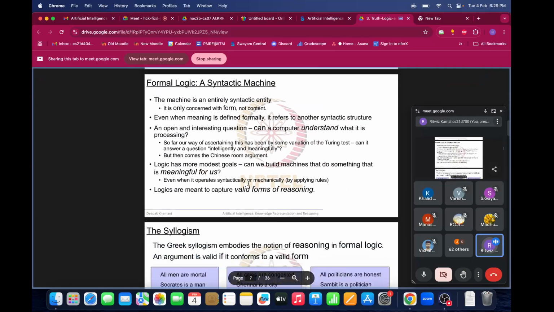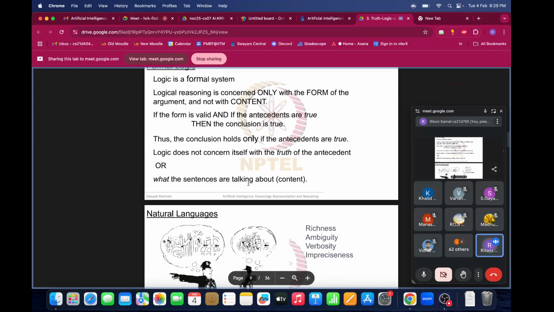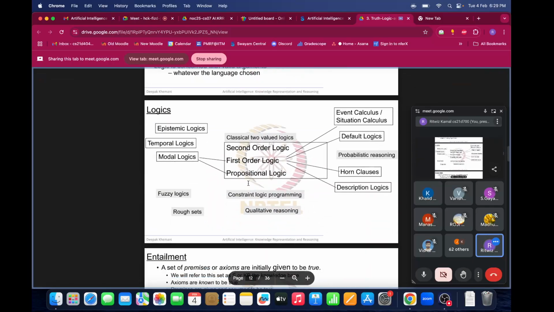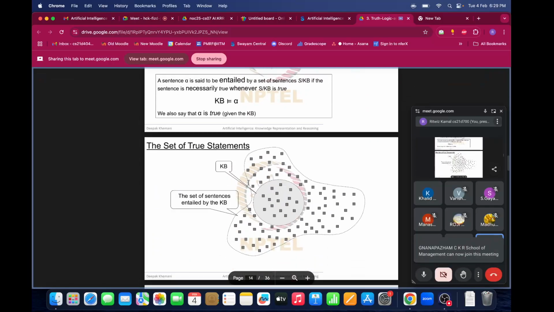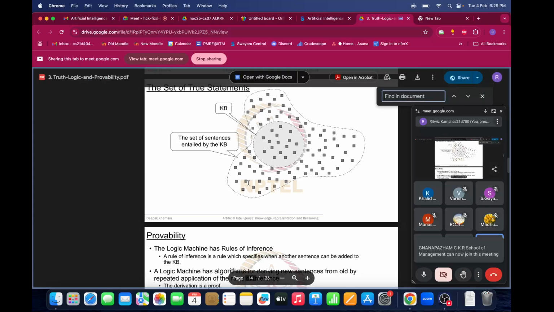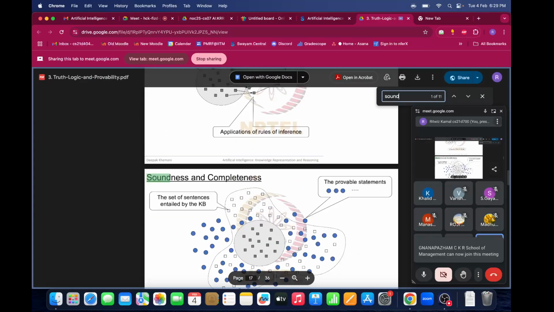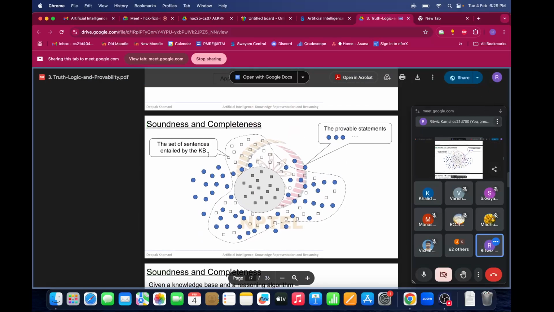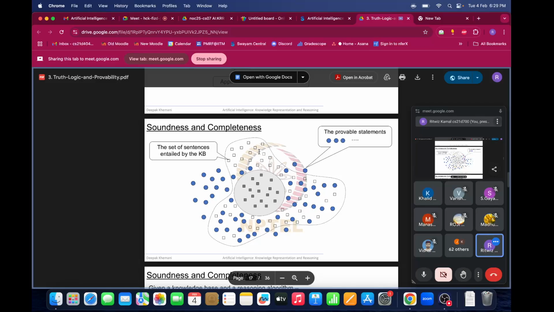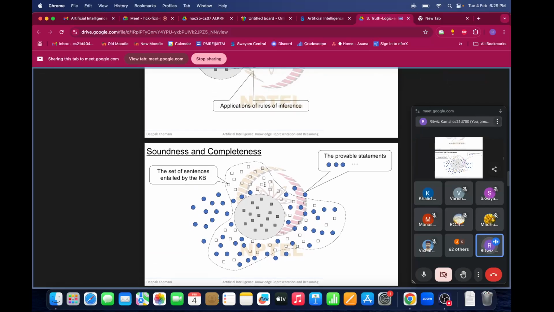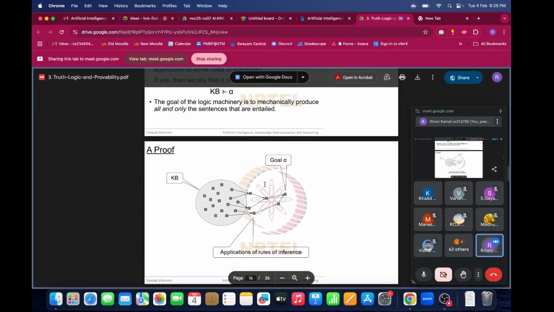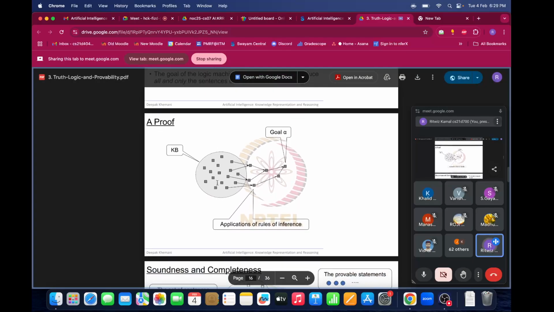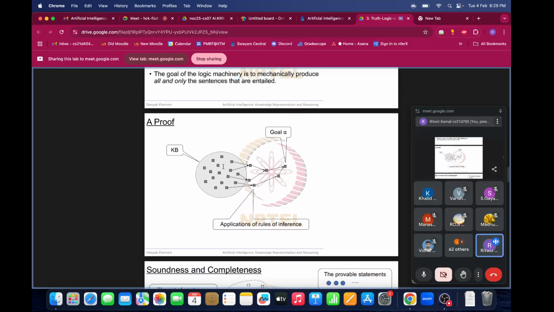Does anyone remember if we have the concept of soundness and completeness over here? Let's search for it. It is there. Thanks for pointing that out. So here, this is a good example. It gives us a knowledge base. I hope you can see my cursor when I'm moving it.